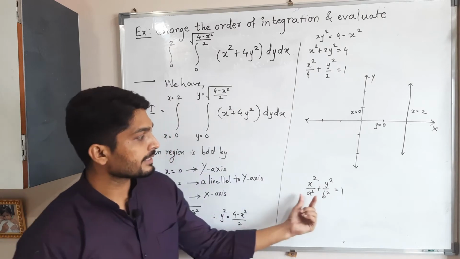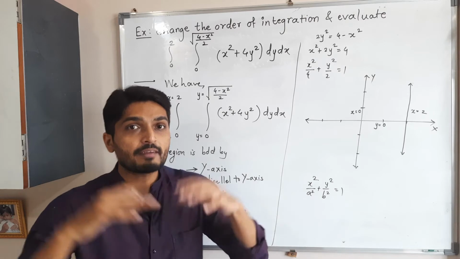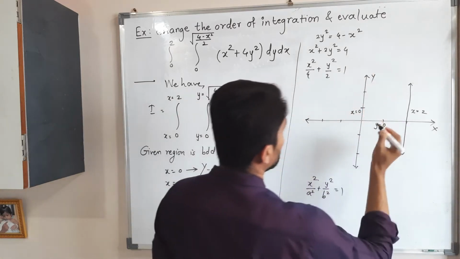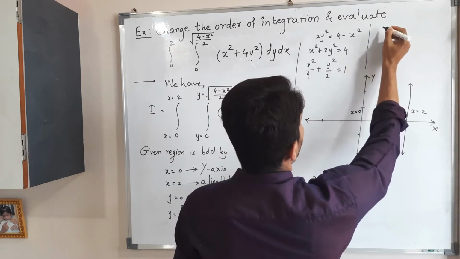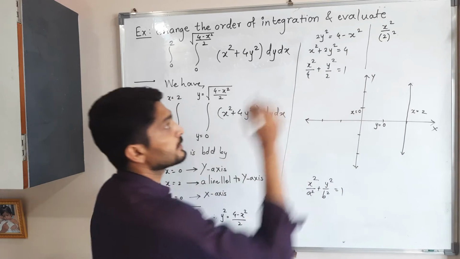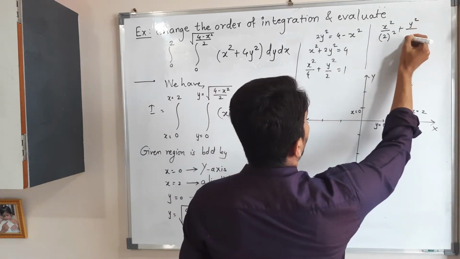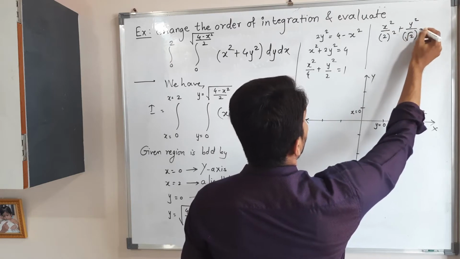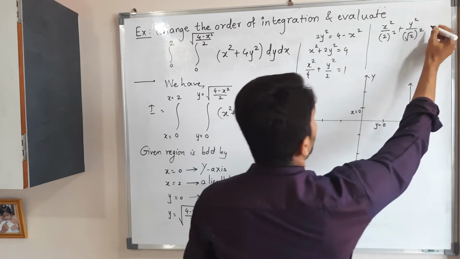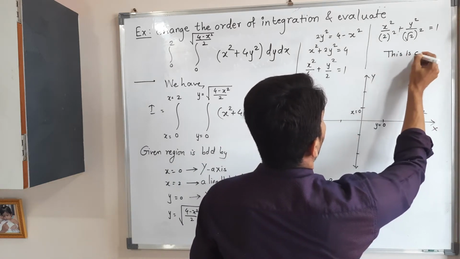So we have got 1 on the right hand side. The second thing is the denominator. In the denominator we have a square of something. So this is nothing but x square by 2 square, since 4 is the square of 2, plus y square by root 2 square, since 2 is the square of root 2, which is equal to 1. So this is an ellipse.